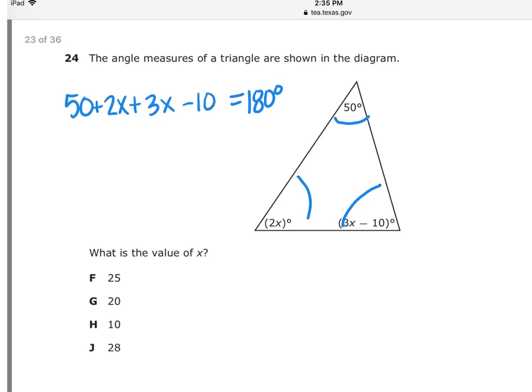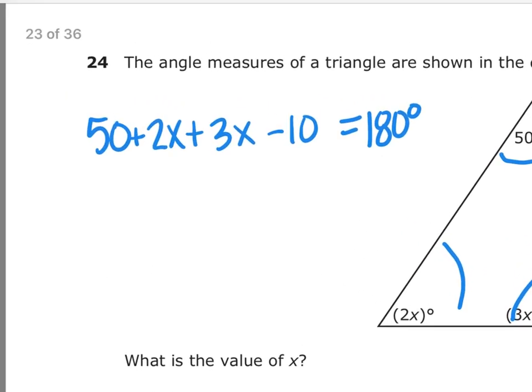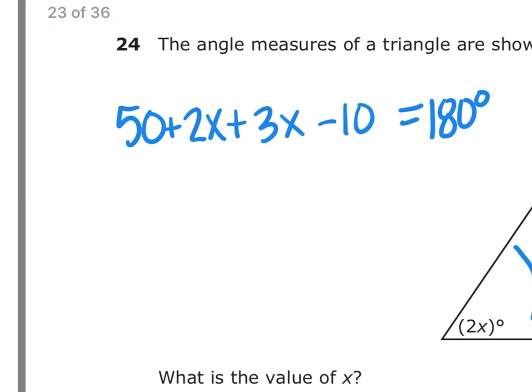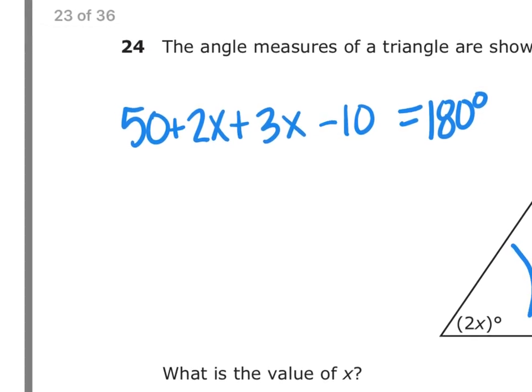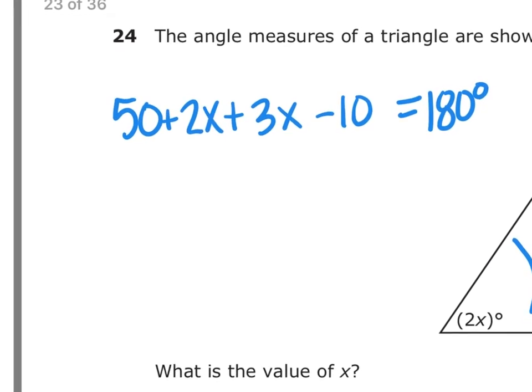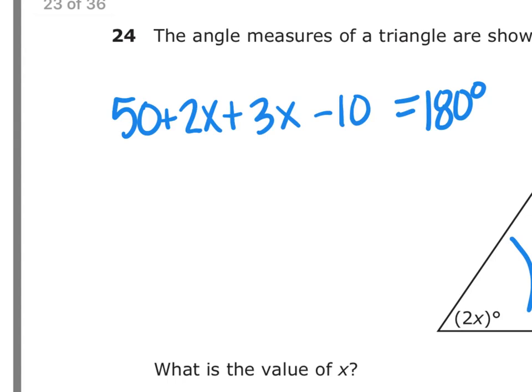So what do we know here? Is there something I can do with math here that I know? Tim, you can take 50 and minus 180. Well, hold on. Can we combine anything that we know? What about 50 and minus 10? So that would be 40.